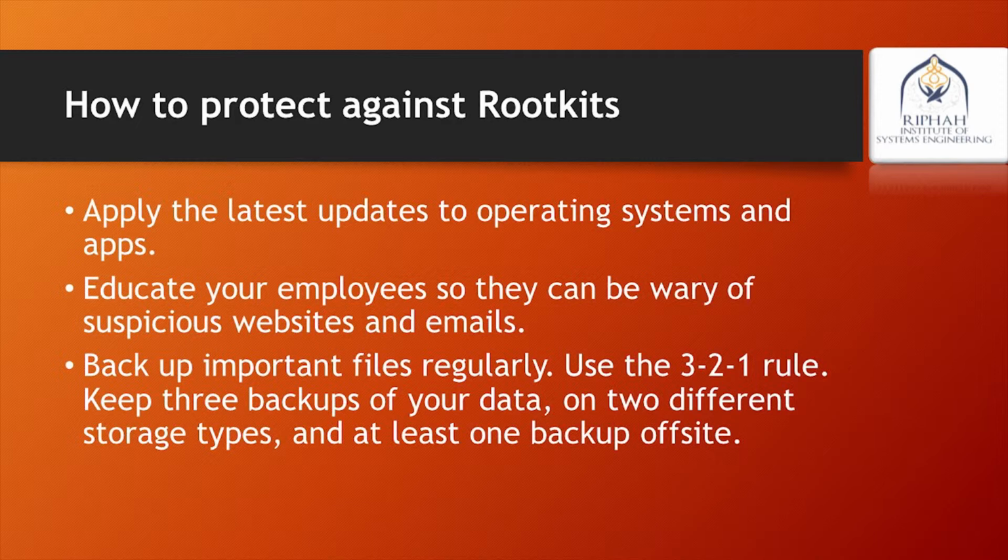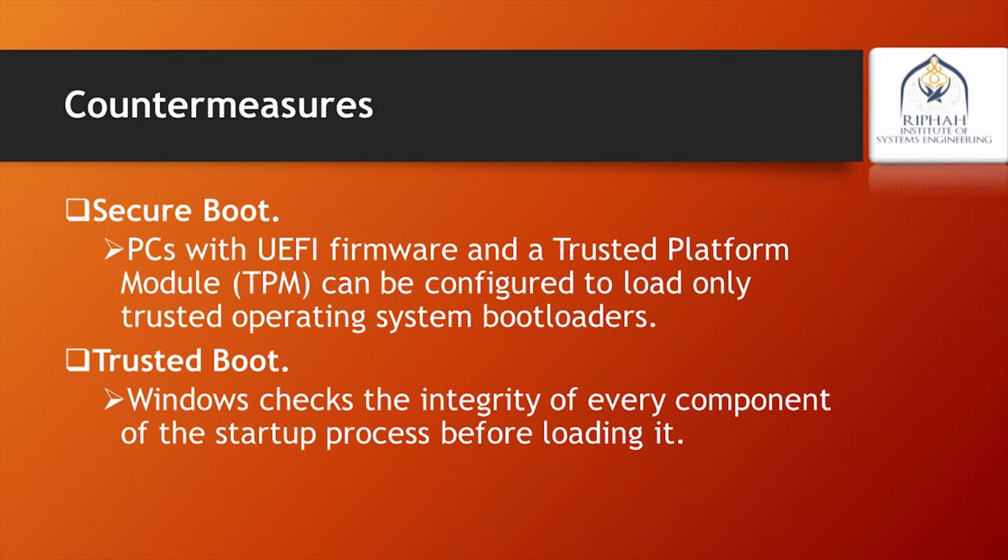How to protect your system against rootkits. First, apply the latest updates to operating systems and apps. Second, educate your employees so they can be wary of suspicious websites and emails. Last but not least, back up important files regularly. Use the 3-2-1 rule. Keep 3 backups of your data, on 2 different storage types, and at least 1 backup off-site. By default, countermeasures come with Windows 10.